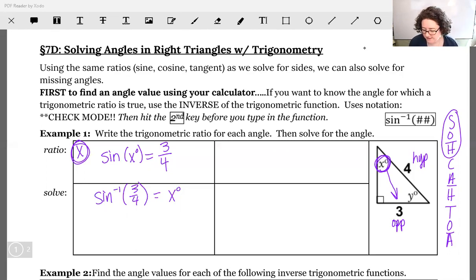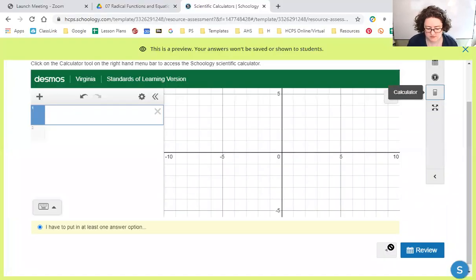These calculators are available if you go back to the main folder in our Schoology Unit 7 folder. This is the very first link that's in there, the scientific calculators assessment. And you do not have to submit this. This is just so you have access to this in the same format that you would see in any assessment.